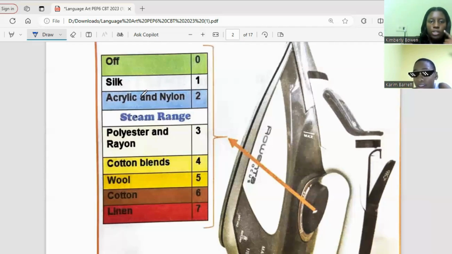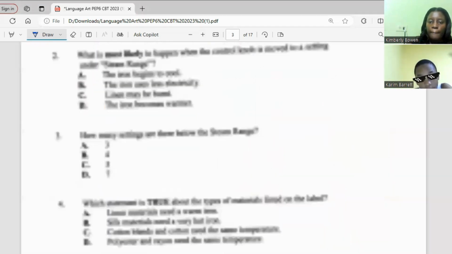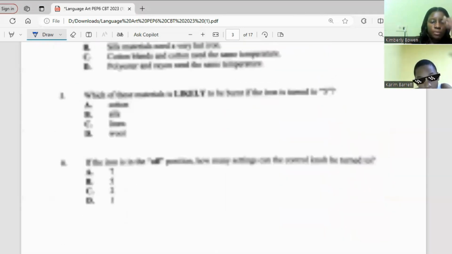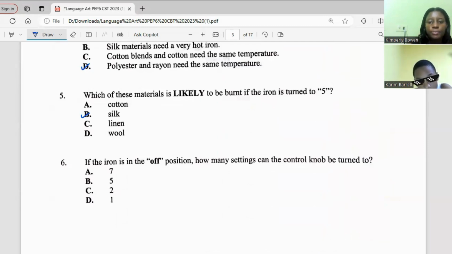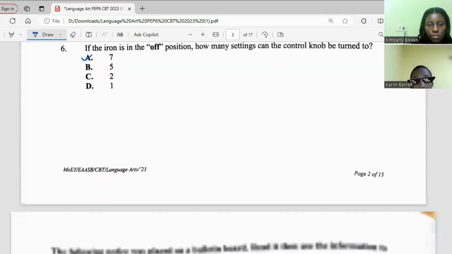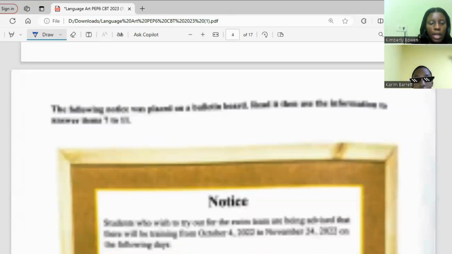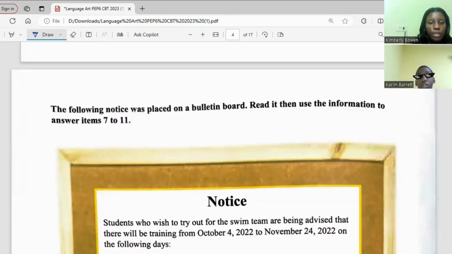All right, so there's 1, 2, 3, 4, 5, 6, 7. What's your answer, 7, Karim? What was your answer for number 6? Let's look and see if 7 is there. 7 is the correct answer, because we counted and we can see that there were 7 other settings outside of off. All right. Yes, miss. All right, so let's move on to the next question.